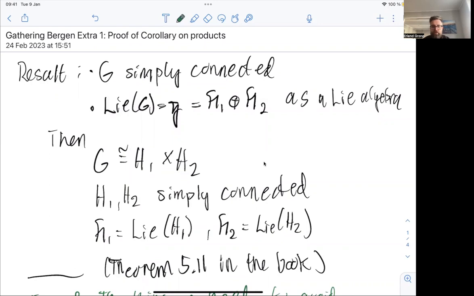So one thing I will do is finish up this proof that I started on in Bergen, which says that if you have a simply connected Lie group, and your Lie algebra is the direct product of two other Lie algebras, then your simply connected Lie group is a direct product of some simply connected Lie groups themselves, which have Lie algebras equal to respectively H1 and H2.